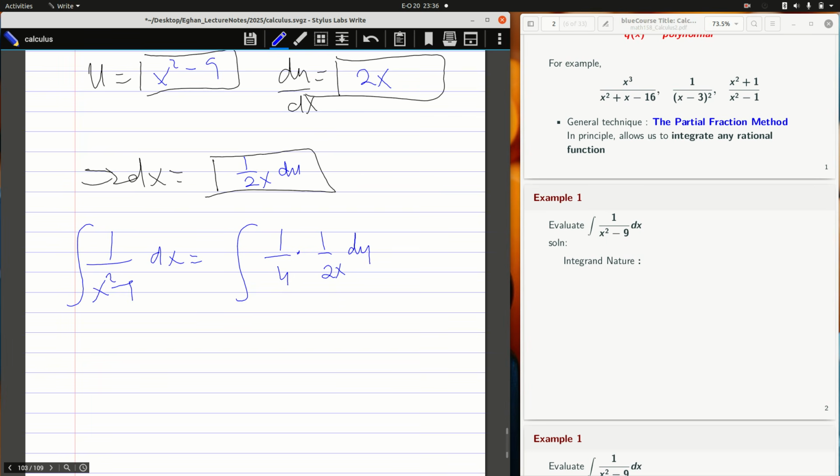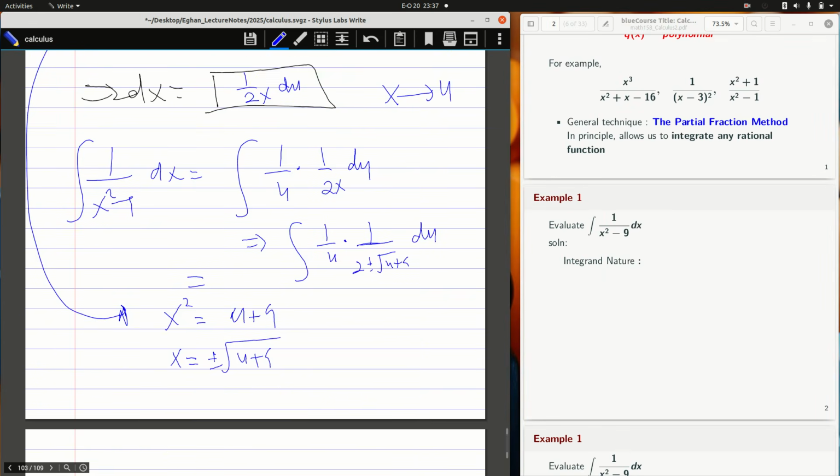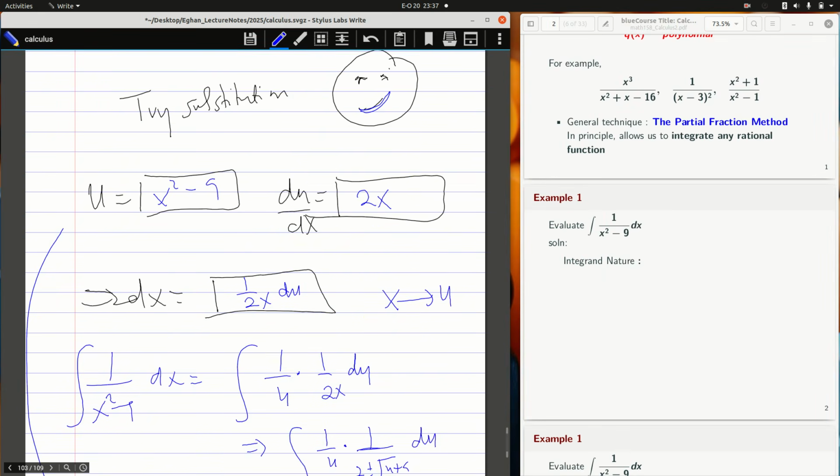Because we are transforming from x to u, every x term must turn into u. From the earlier step, I can say that x squared is equal to u plus 9. It means I can find the x term here, the square root of u plus 9. This is actually plus or minus. So by substitution again, we have integral 1 over u times 1 over 2 times plus or minus the square root of u plus 9 du. Can you go ahead and integrate this? It becomes cumbersome. So you have to be smart with the choice of either substitution or the other techniques we are going to go through.